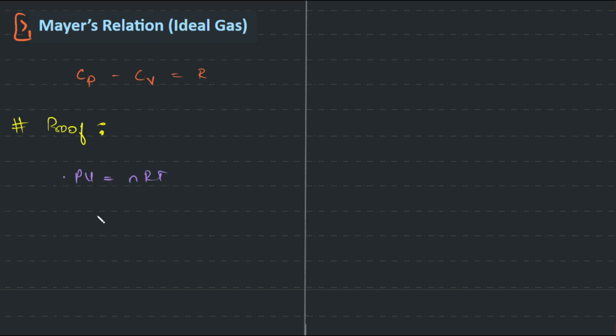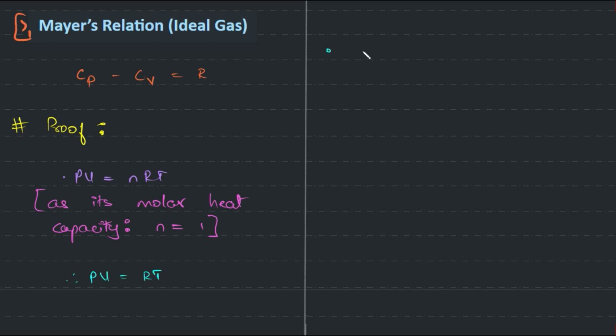Since we are looking at molar specific heat, molar heat capacity. And by the way, guys, this particular relationship will be proved in kinetic theory of gases. n will be equal to 1, since we are talking about 1 mole. So therefore, PV is equal to RT.